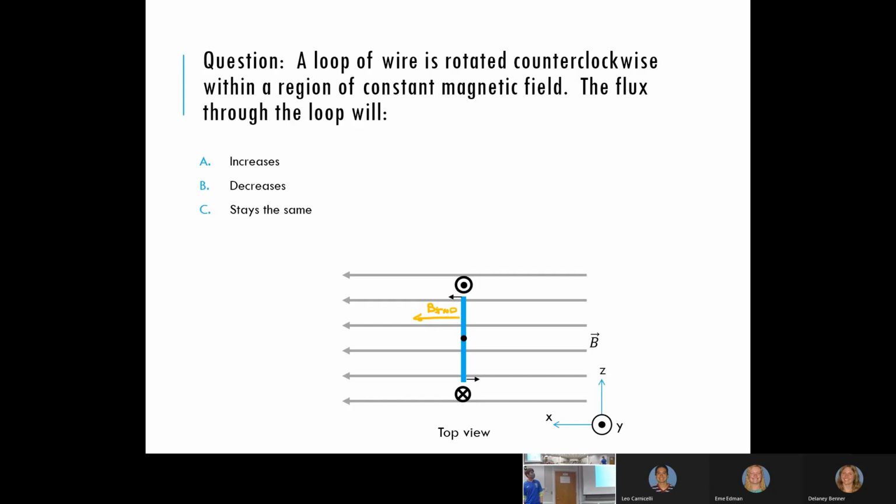Well, I'm so glad I told you to ignore the dots and the X's. Which way should the current be flowing if the induced field is pointing to the right? Excuse me, the left.